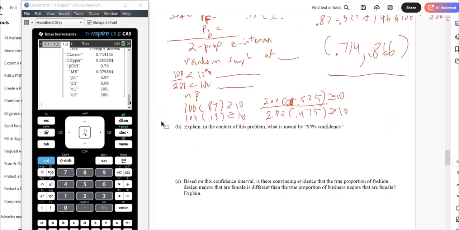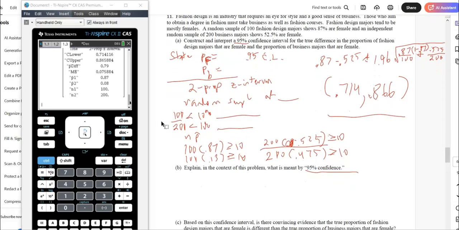Explain what is meant by 95% confidence level. That means if we took many samples and created many intervals, about 95% of the intervals would contain the true difference in proportion of women who are majoring in fashion as opposed to the proportion of women who are majoring in business.